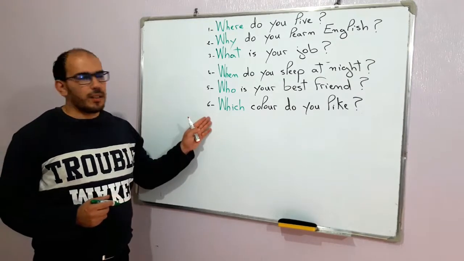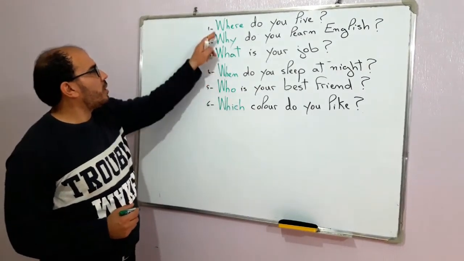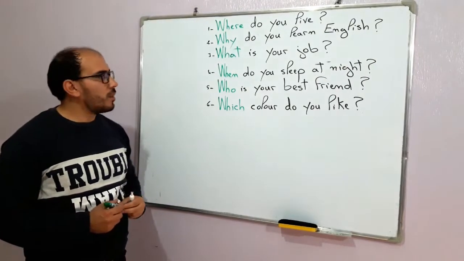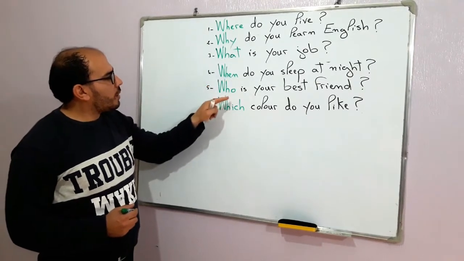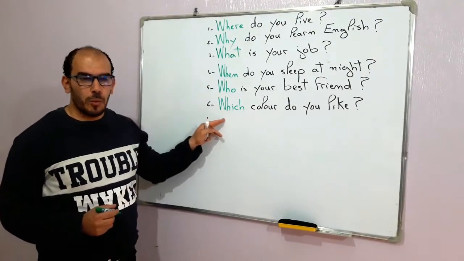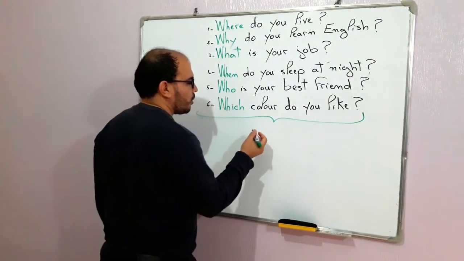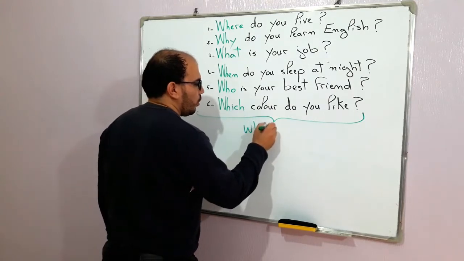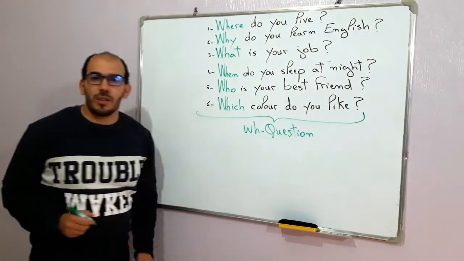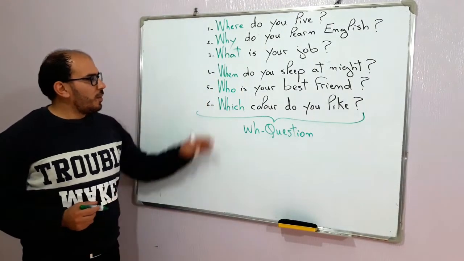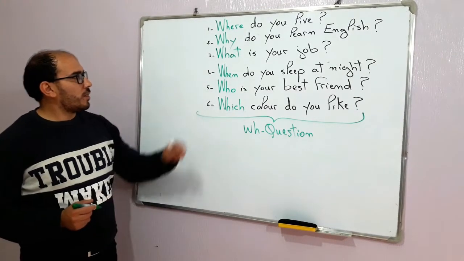So the first remark is that we have all of these questions, and all these questions start with WH. Where, why, what, when, who, and then we have which. So this means that the lesson of today is about questions, and all these questions start with WH, so that's why we call them WH questions. So now let's go through these sentences and then check when do we use each one of these questions.